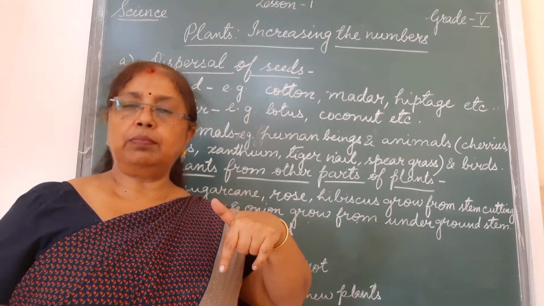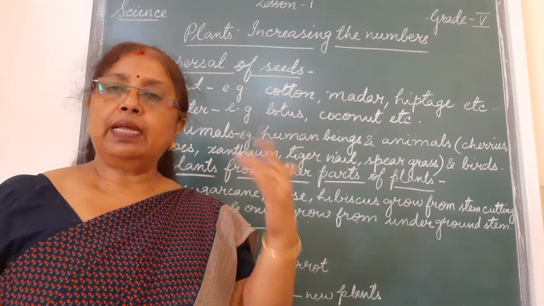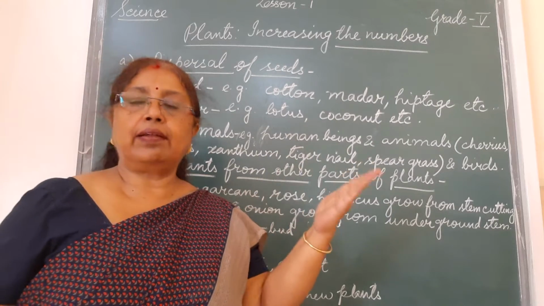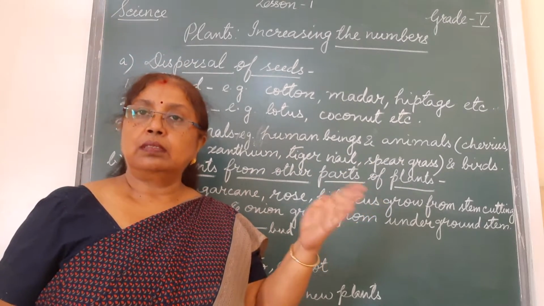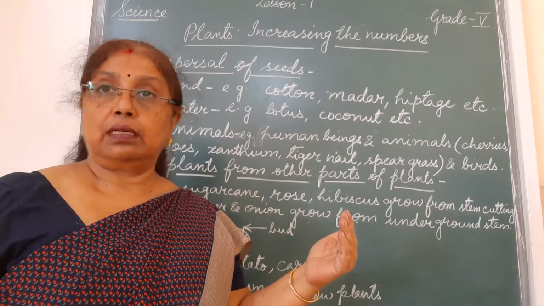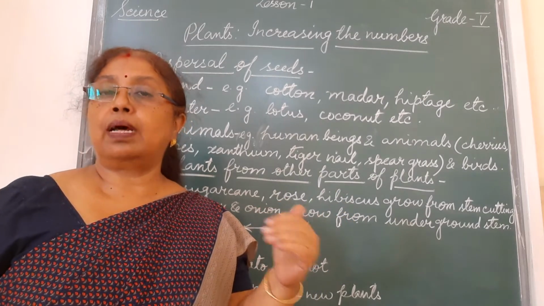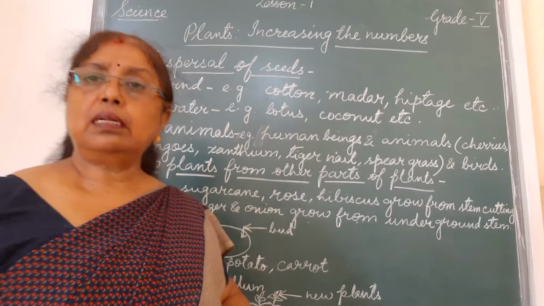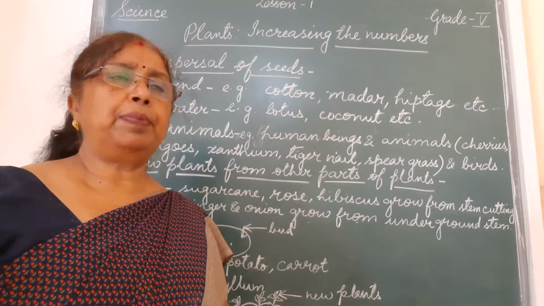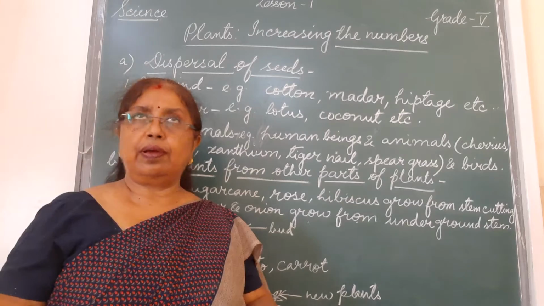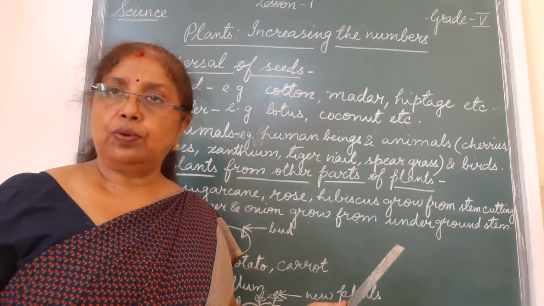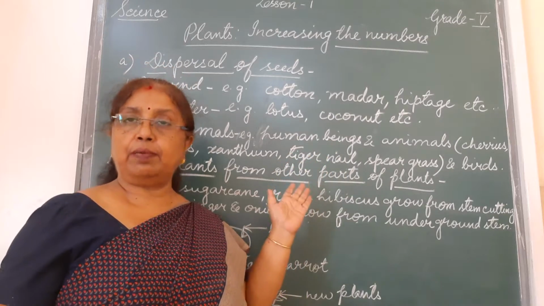water and minerals. But then what is the dispersal? Means scattering away of the seeds. Now why does the plant require this? This is because all the seeds, the plant do not get enough air, water, sunlight and space to grow when it falls down near to the parent plant.